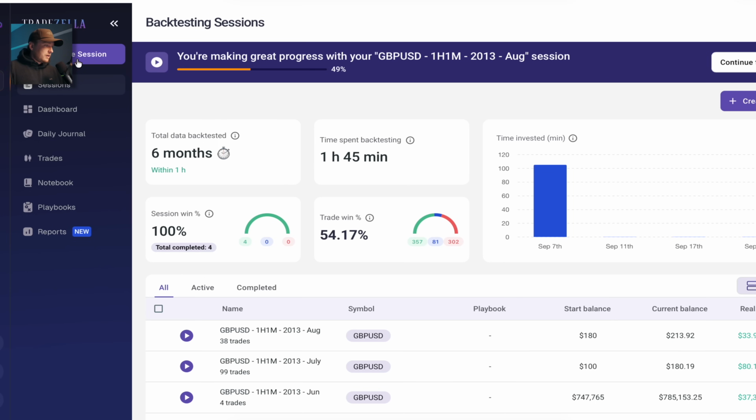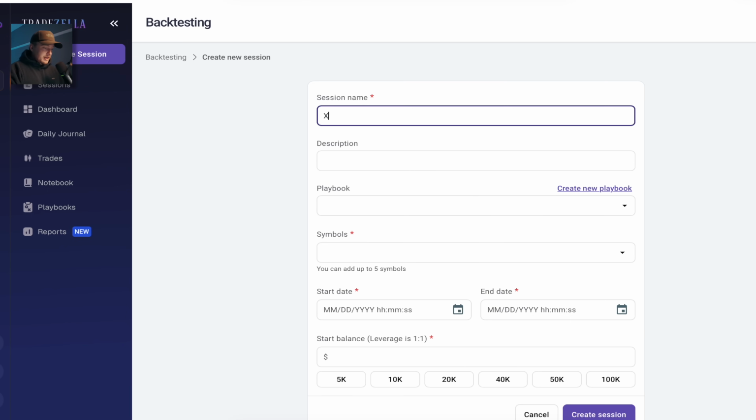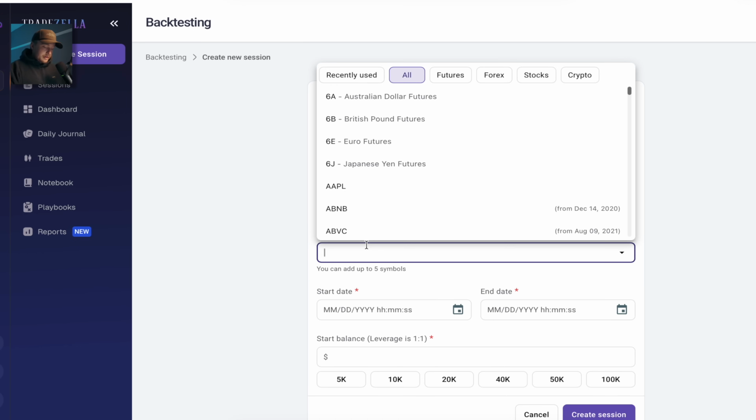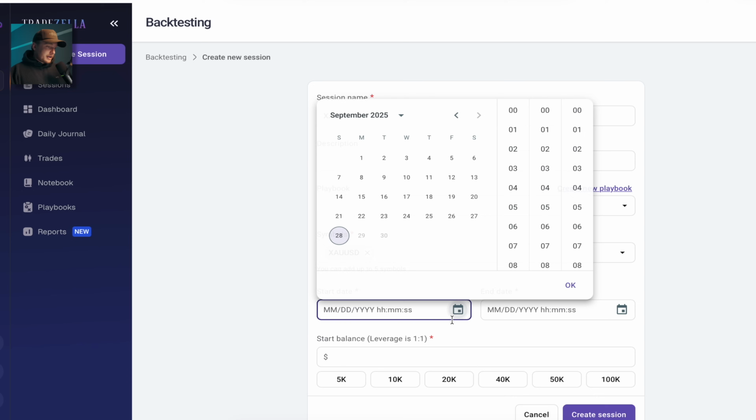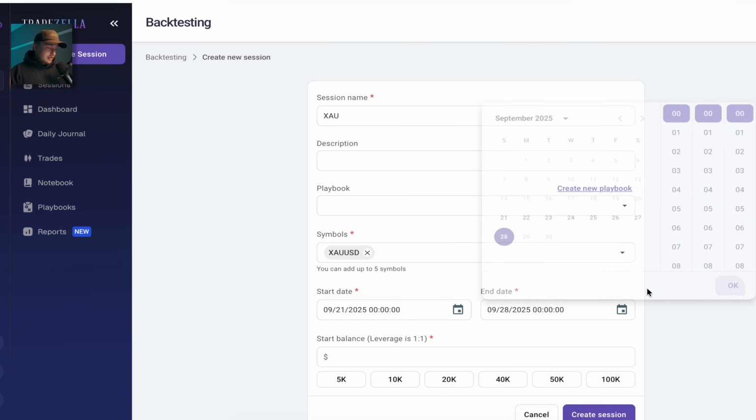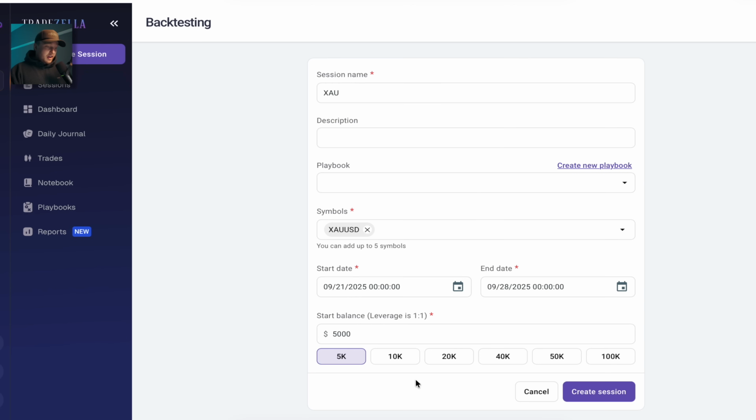So what I'm going to do here on TradeZella is create a new session, and I'm going to go over price action for last week to see if there were any trades that we could have potentially taken. I'll go over every hourly candle and show you exactly what I'm looking for when I'm trading this way. So let's do September the 21st, because today's the 28th. We'll start on the 21st and go up until today, the 28th. We will do a 5K account.